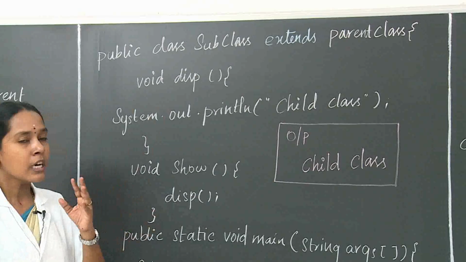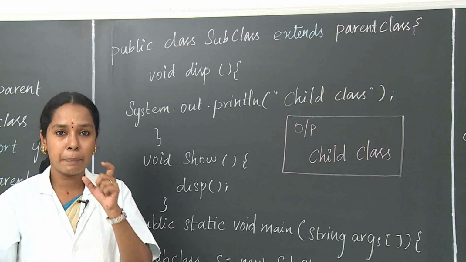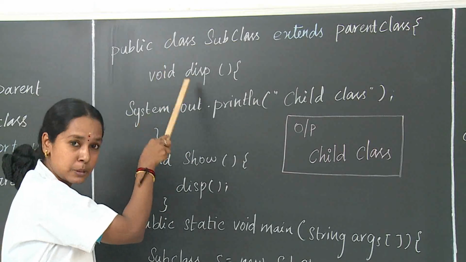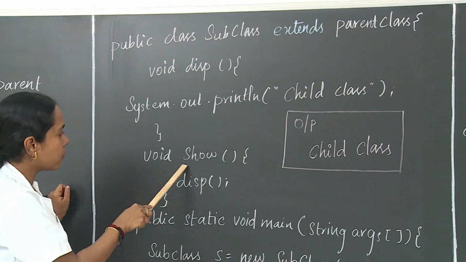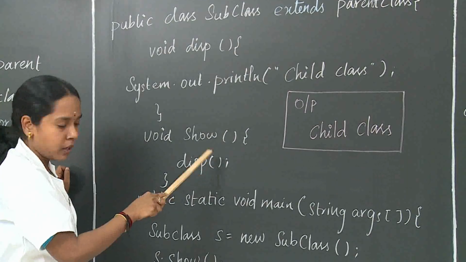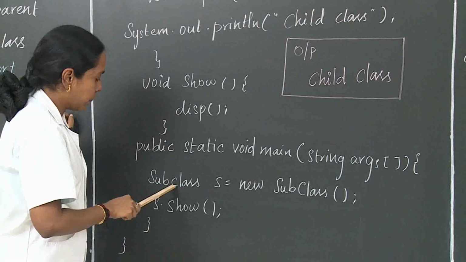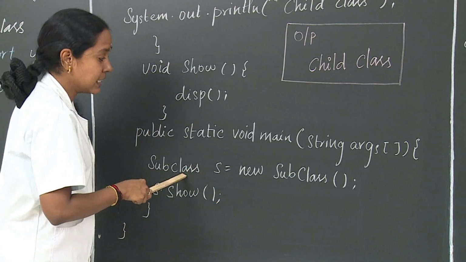Just be clear with it. In the parent class I am using a void display method and I print parent class. In the child class also I am using a display method and print child class. In a void show I just call display. Public static void main: subclass s equal to new subclass. Here I am creating an object for my subclass.